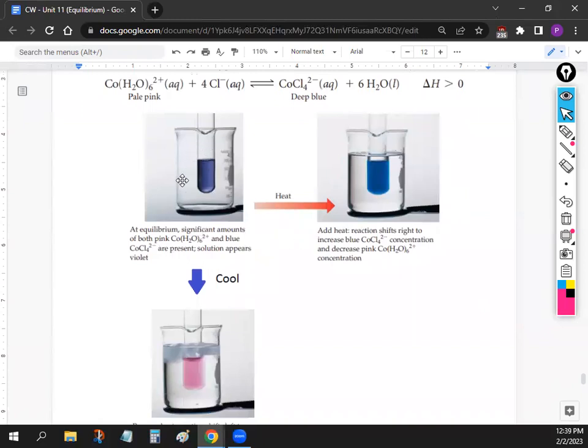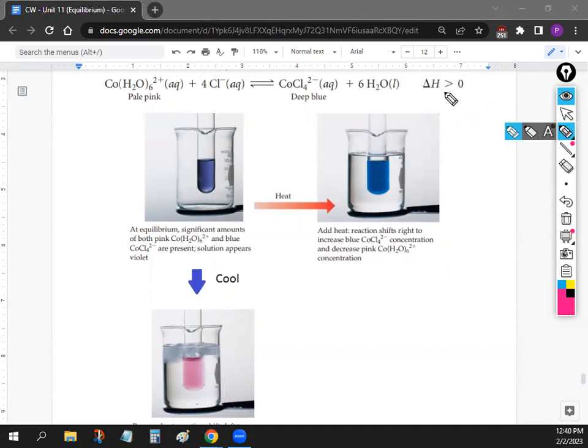This is at regular equilibrium, and this is the reaction right here. Now we've got two different compounds. The one on the left is going to be pale pink, and the product side is going to be blue. That allows us to distinguish whether the reactants or the products are dominating. Now, I want you to keep in mind the enthalpy of the reaction. Is this an exothermic or endothermic reaction?